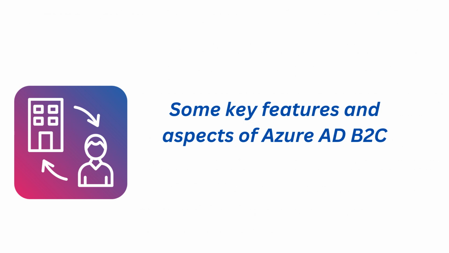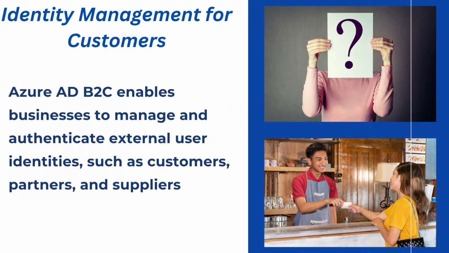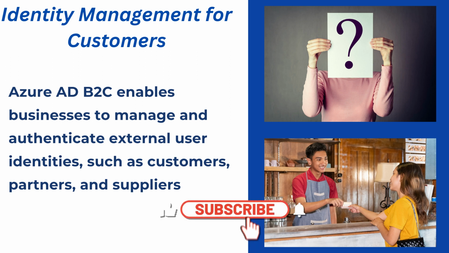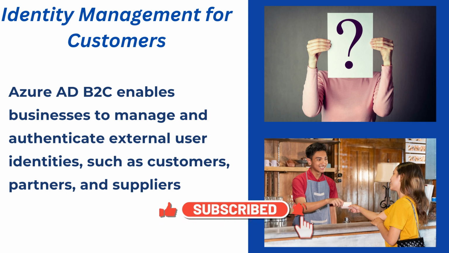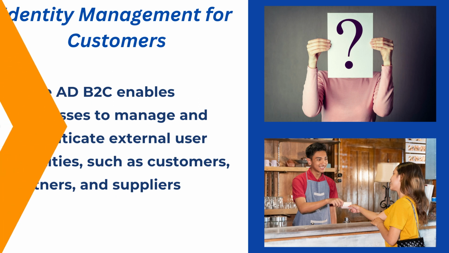So what are the key features and aspects of AD B2C? The first thing is identity management for customers. Azure AD B2C enables businesses to manage and authenticate external user identities such as customers, partners, and suppliers. You take any business, Starbucks, Dunkin', or anything, right? They're all businesses, so we are all customers. And there are suppliers for those companies as well. So how do they interact with us? They can use this AD B2C to get their business moving.